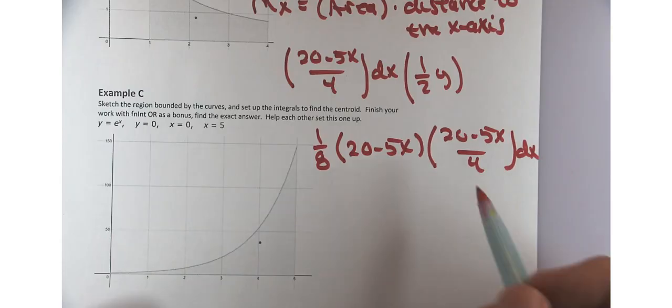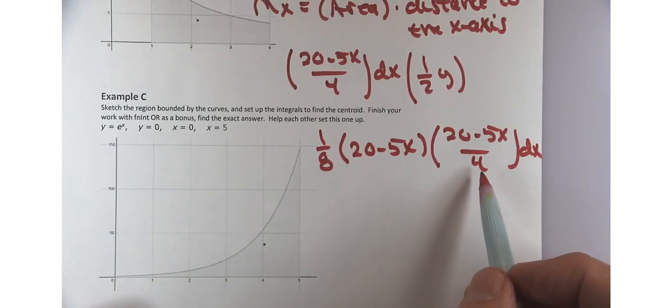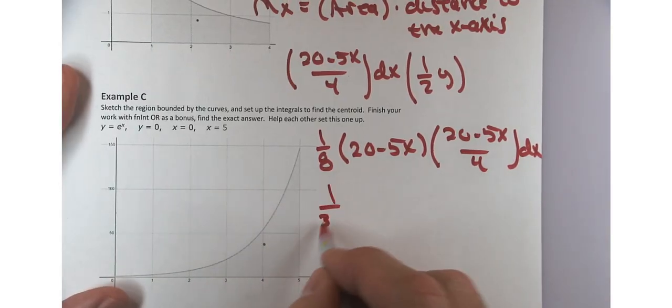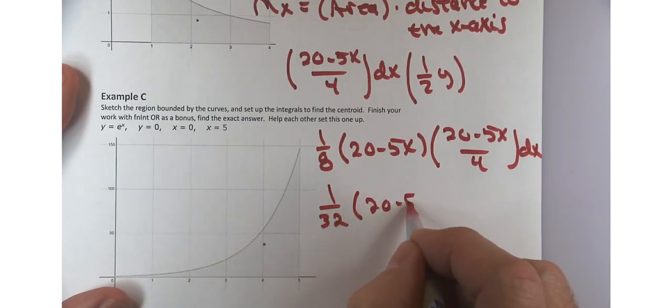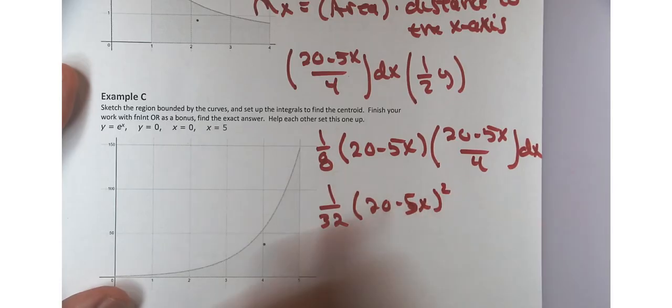Let's clean this up a little bit. Let's bring the 4 out in front and get 1 over 32. And then I'll have 20 minus 5x squared dx.